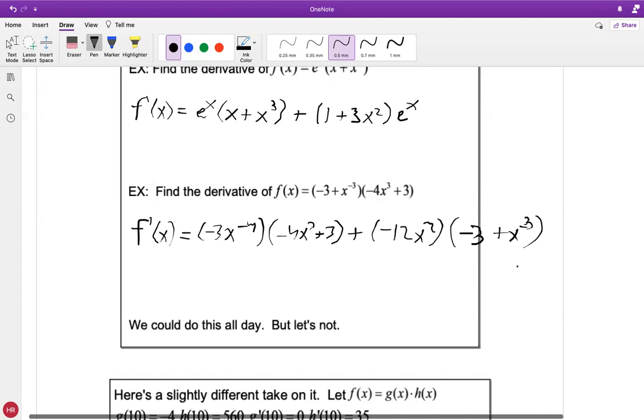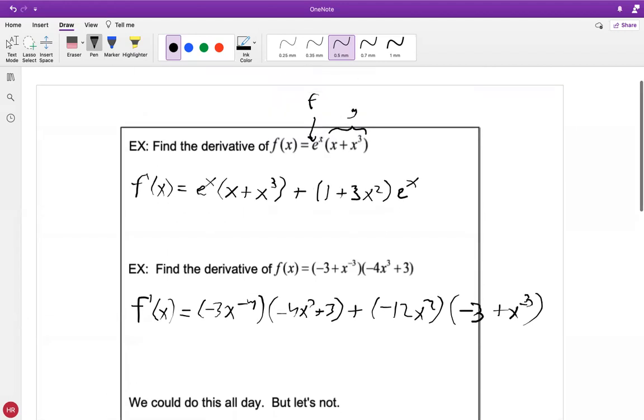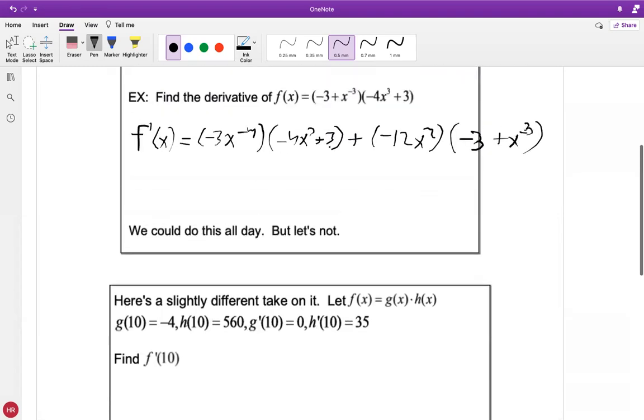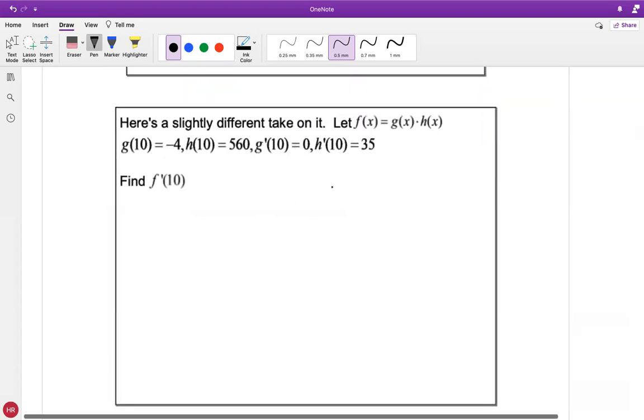And then again, you can multiply all this out, but let's not. And again, I could give you a million examples of this, but I think maybe you get the picture. Power rule, derivative of the first times the second plus the derivative of the second times the first. This is more of an AP kind of question because there's less actual taking of derivatives and more do you understand what the rule is doing here.